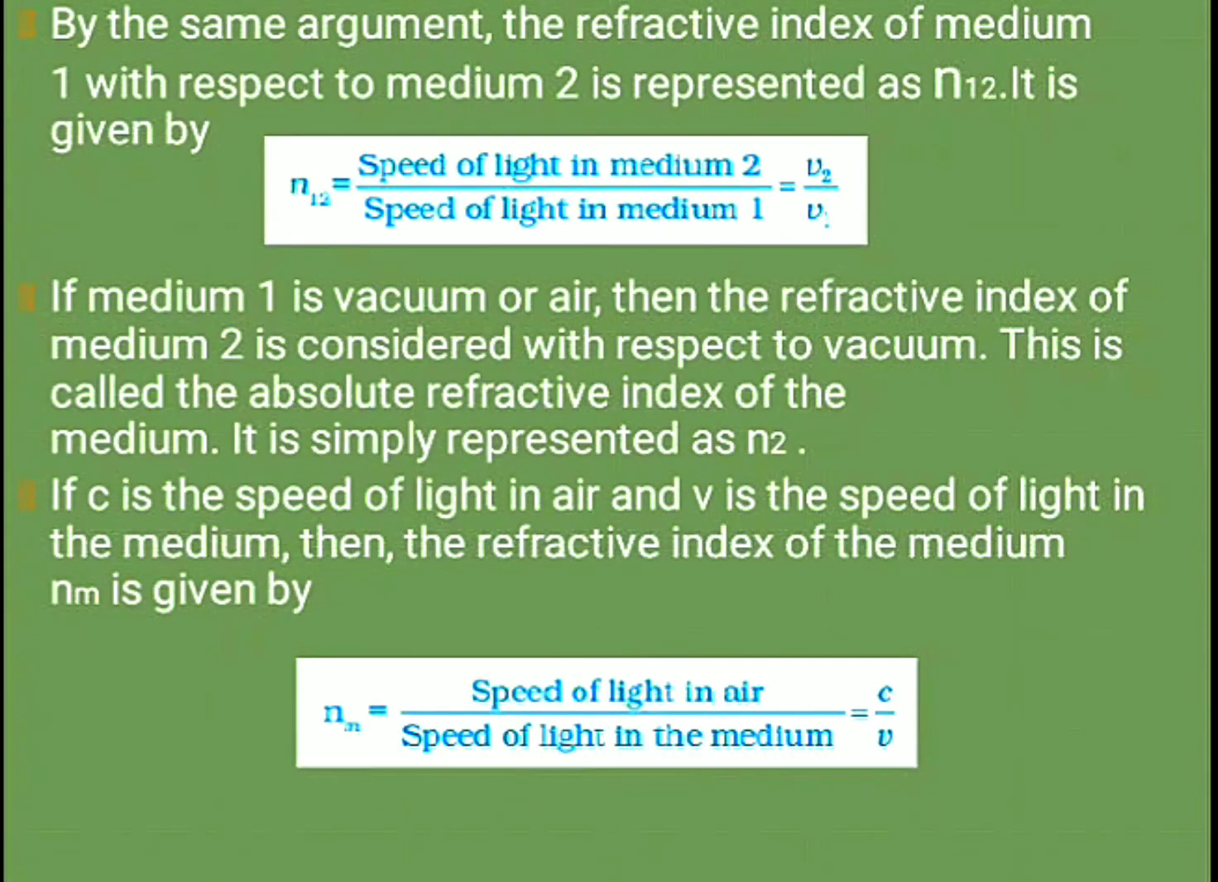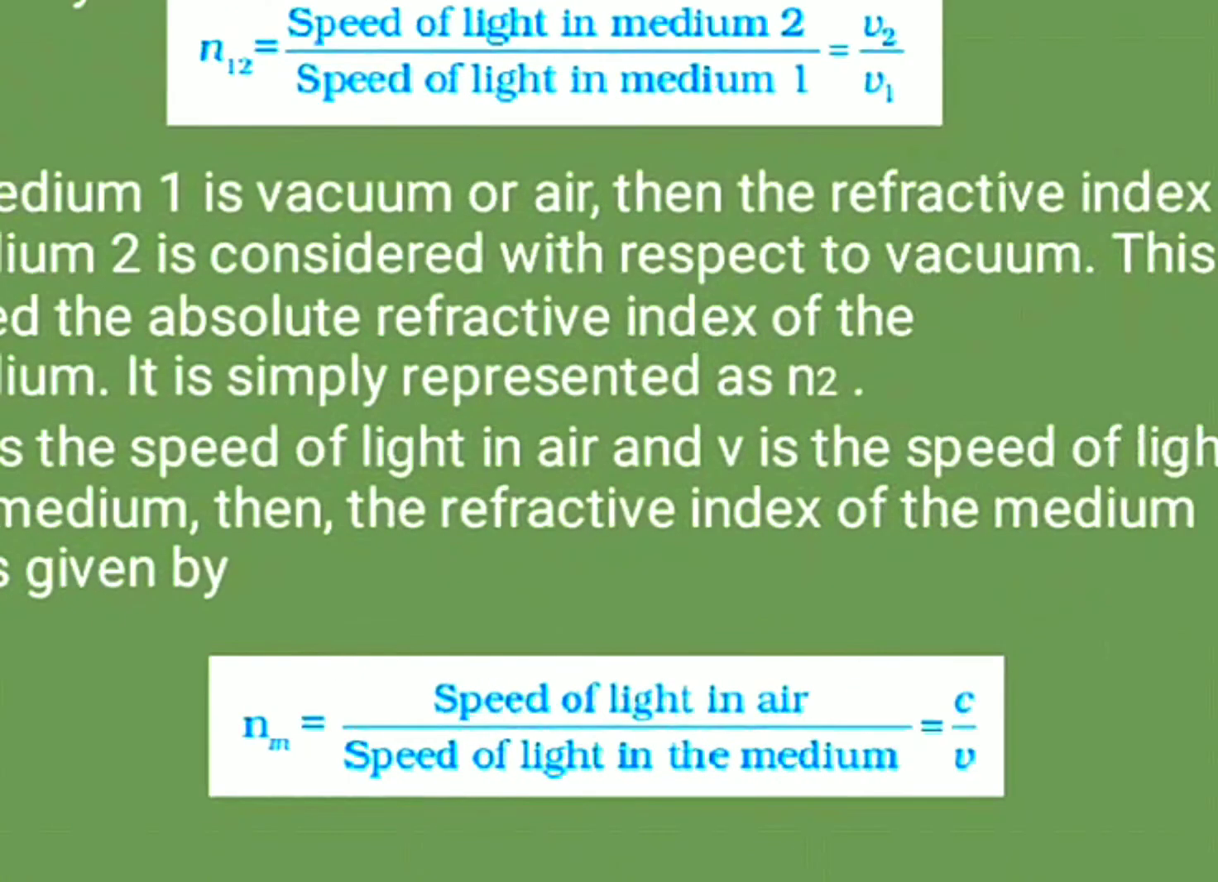Similarly, if we want to find out refractive index of medium 1 with respect to medium 2, it can be denoted by n12, where n12 is equal to speed of light in medium 2 upon speed of light in medium 1, which will be equal to v2 upon v1. If medium 1 is vacuum or air, then the refractive index of medium 2 is considered with respect to vacuum. This is known as absolute refractive index. It is simply represented as n2.